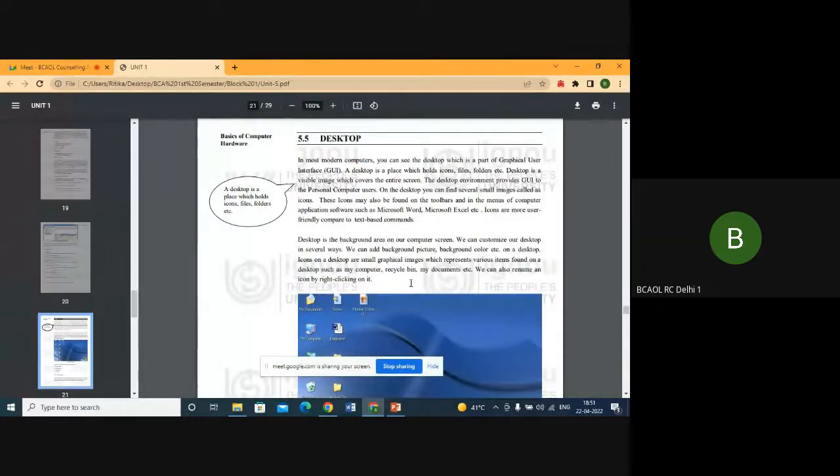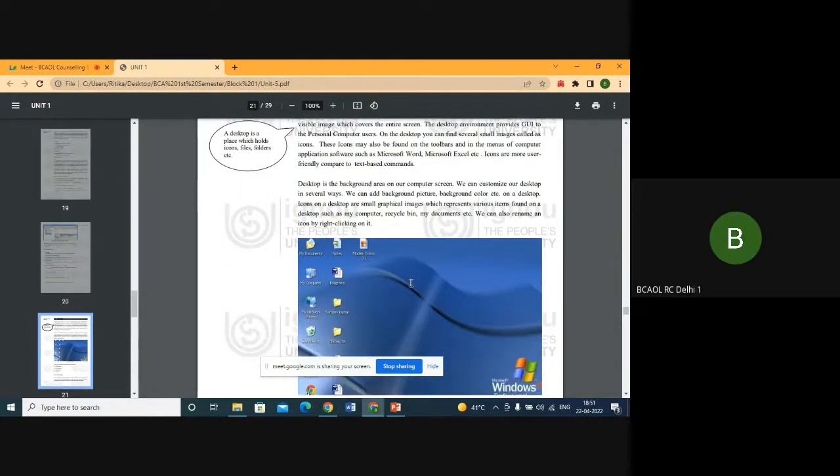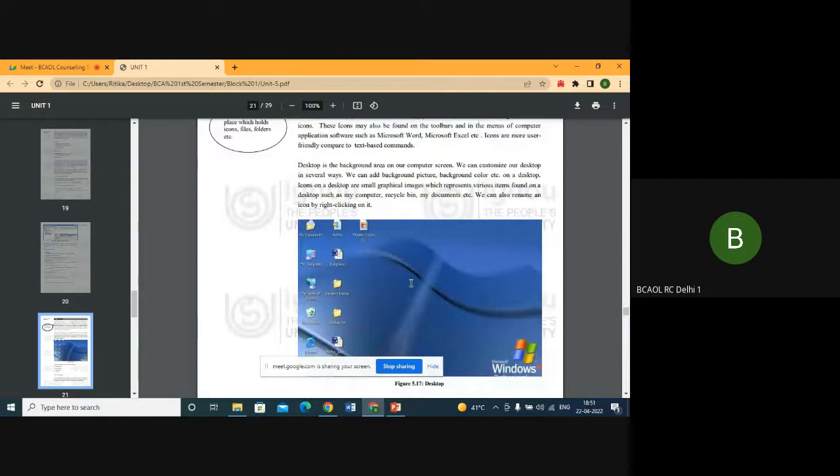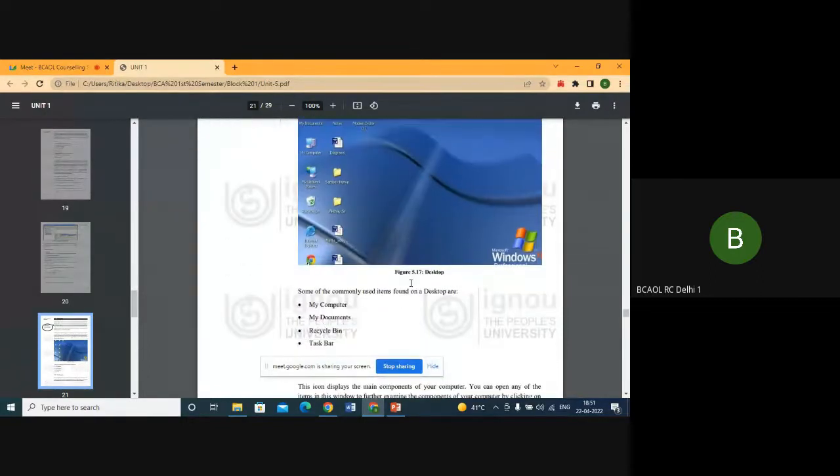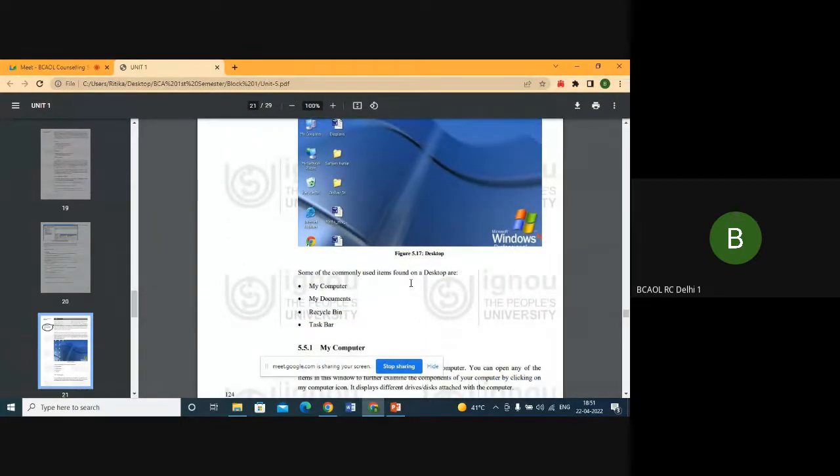Then you know about the desktop. What is a desktop? It is where you can access the main page, the front page, the very first page of your operating system, which holds the icons, files, folders, my documents, my computer, whatever. You can also change the background of your computer screen on the desktop, right? So you have my computer, my documents, recycle bin, taskbar generally.